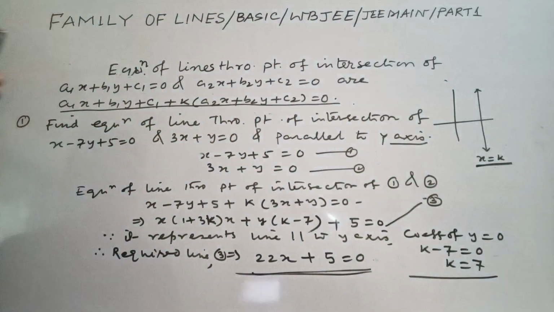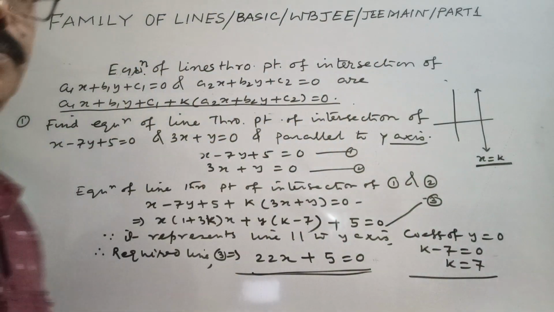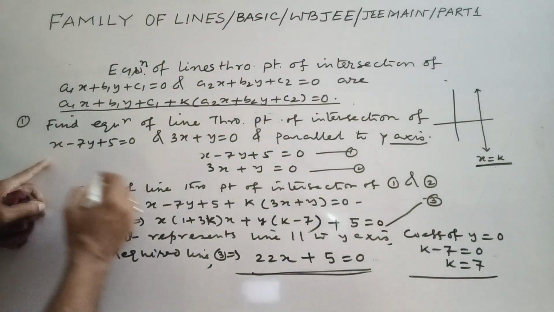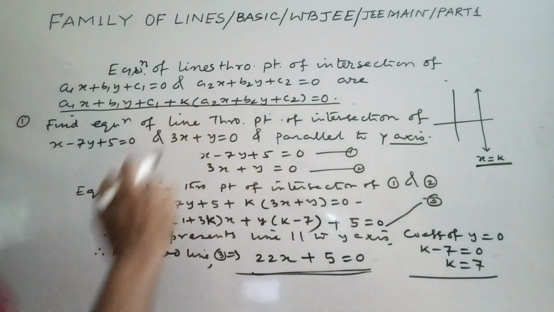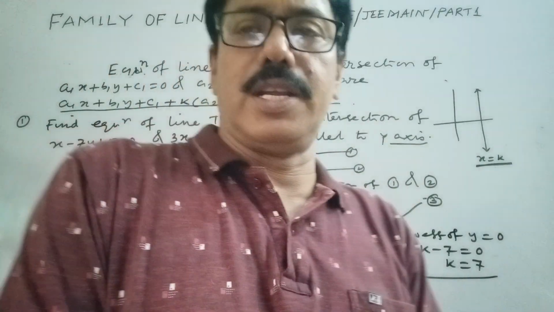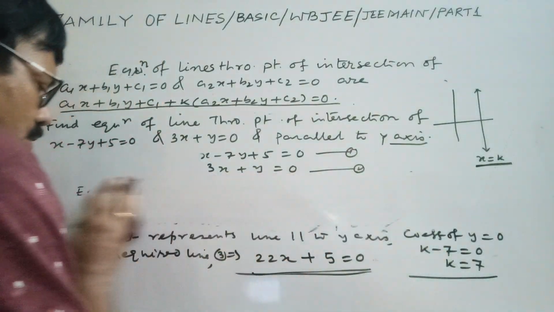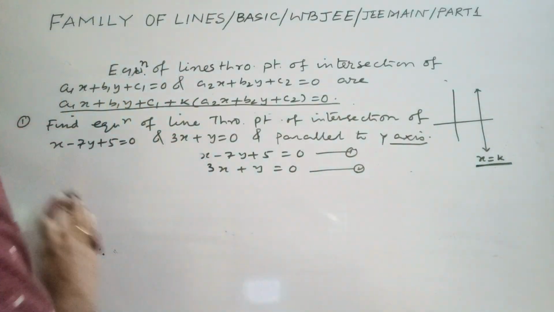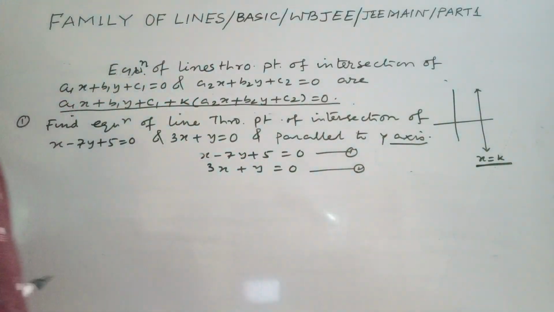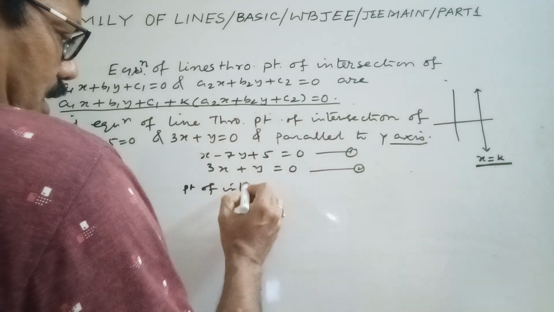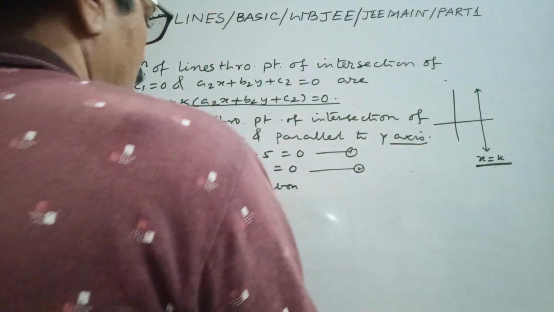You can also solve it without using the formula. Solve 1 and 2 to find the point of intersection, then find the equation of the line. So look, this is an alternative. You first find the point of intersection. So what is the point of intersection? Solving 1 and 2.